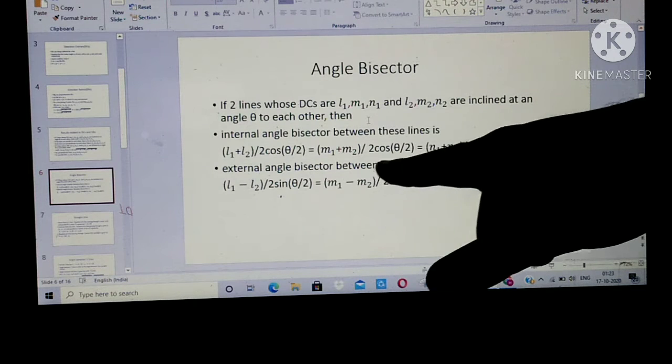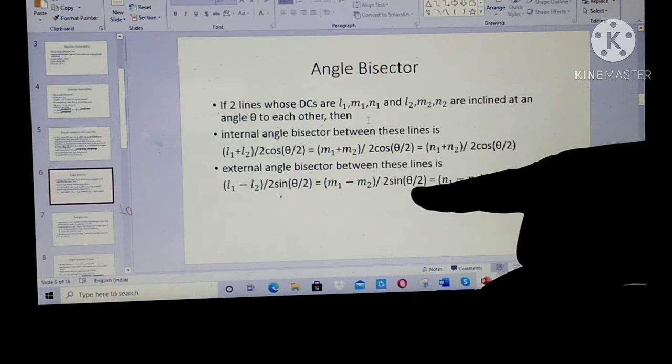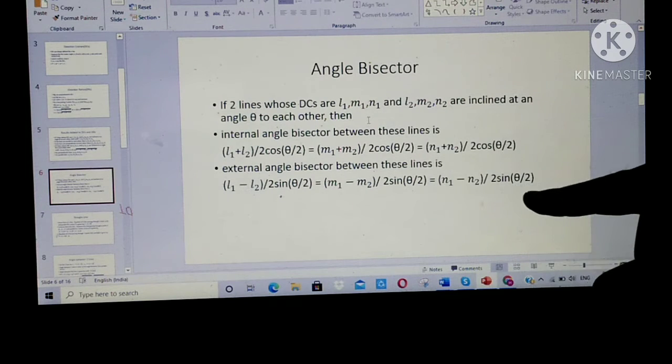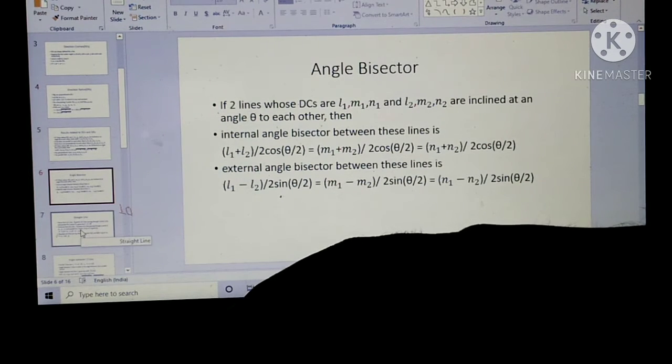Similarly, for external angle bisector, I can write the equation like this: L1 minus L2 upon 2 sin theta by 2 is equal to M1 minus M2 upon 2 sin theta by 2 is equal to N1 minus N2 upon 2 sin theta by 2. Okay, so these are also important results.